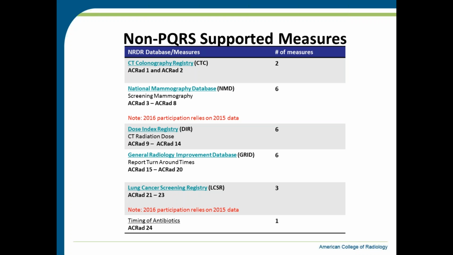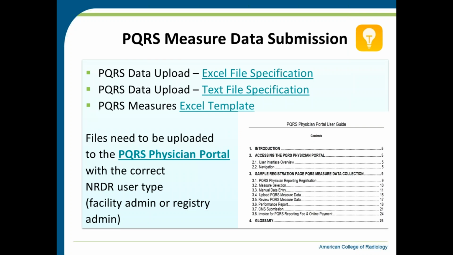I think it's important now that we've talked about what the reporting requirements are, what the essence of the QCDR is, and what measures are available, it's a good time to transition into exactly how we collect this data. We have 2 sets of measures that you select from. Essentially, we're going to focus on the PQRS measures. We're going to focus on this process first.